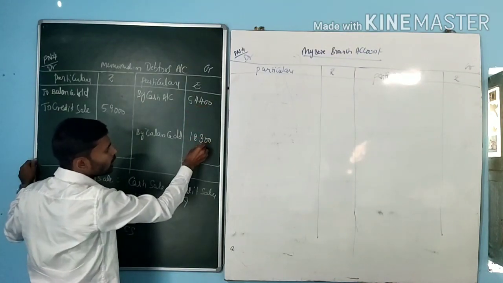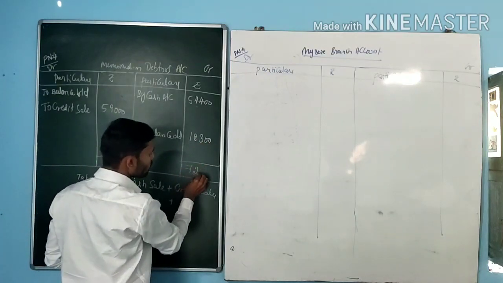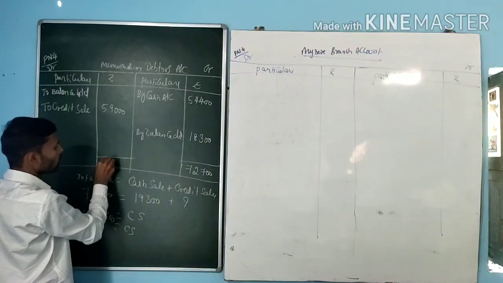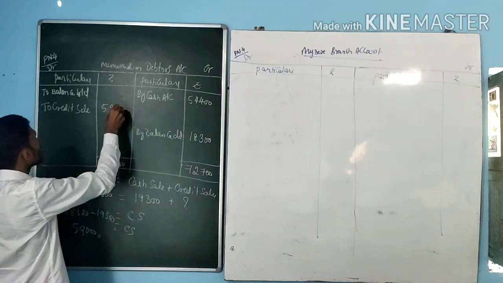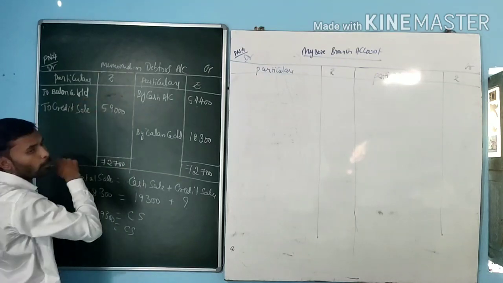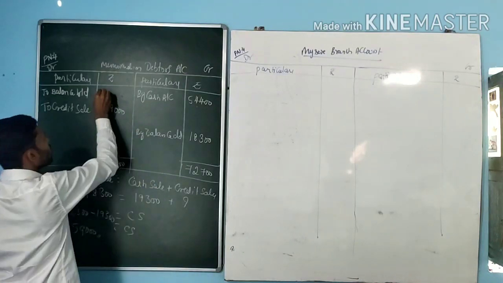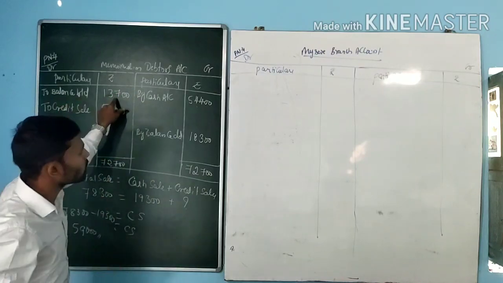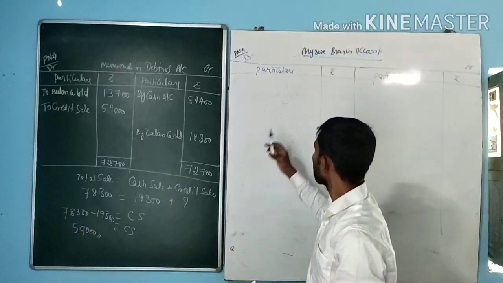54,400 plus 18,300, that is a total of 72,700. That is the credit side is more, 72,700, and 72,700 minus 59,000, that balance will be called as opening debtors. That is 13,700. This 13,700 we record in the branch account. Now we will prepare the branch account.